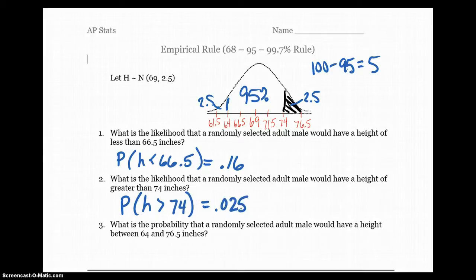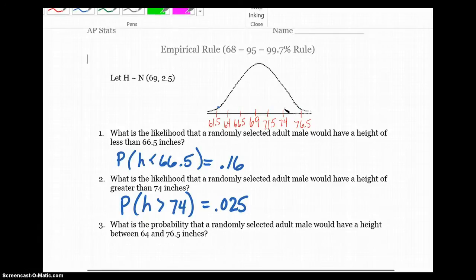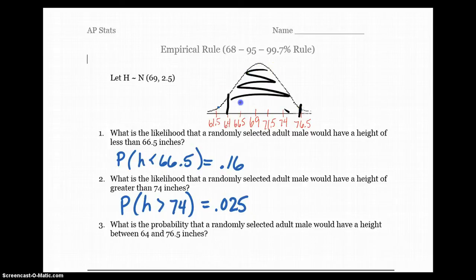Number 3, what is the probability that a randomly selected adult male would have a height between 64 and 76.5? So we're going to draw those pieces, 64 to 76.5. We want this whole middle, and we are 2 standard deviations to the left and 3 standard deviations to the right. I think that the easiest way is to always look at the tail probabilities. So we always want to look at the tails.